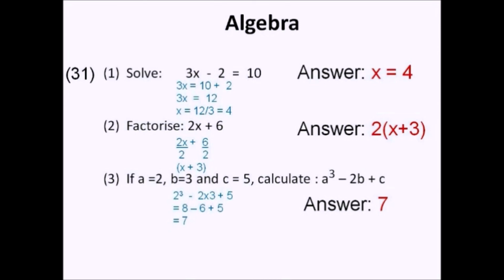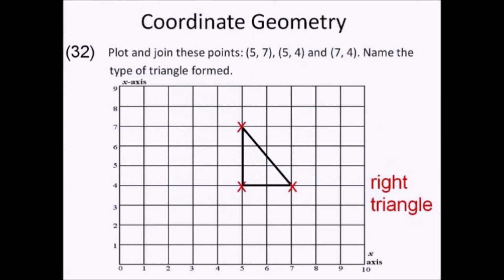And here we go, from algebra we will be moving on to coordinate geometry. Number 32. Plot and join these points (5, 7), (5, 4), (7, 4). Just plot them and then join them. And you would get a right-angled triangle. That's straightforward and simple once you know how to use coordinates. Remember, you do your drawings with a pencil and you write the answer with pen. And that would be it for 32.